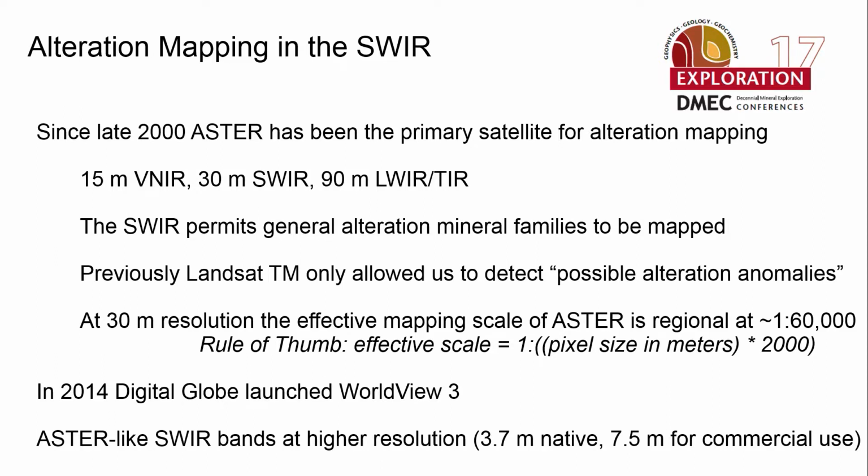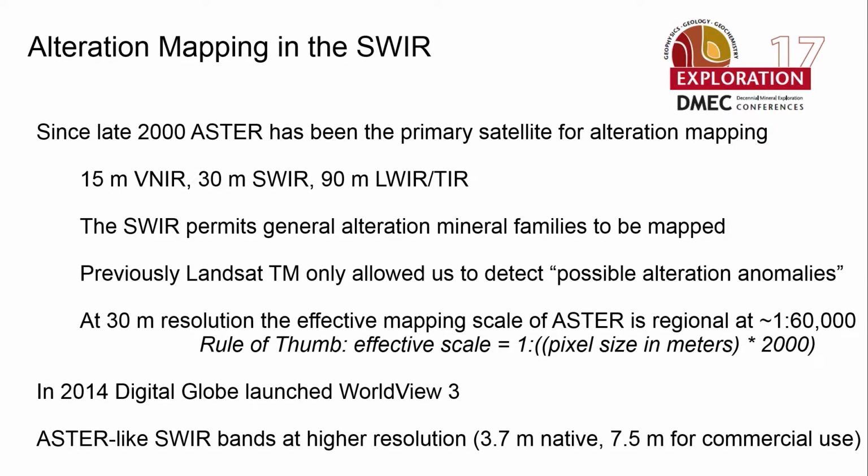A key aspect of this is scale, and scale is critical for identifying ore deposits. At 30-meter resolution in the shortwave infrared, ASTER is giving you about 1 to 60,000 scale. There's a little rule of thumb that's nice to put in the back of your head: scale is equal to 1 to the pixel size in meters times 2,000. I don't know if John Gingrich is here, but he gave me a good bit of advice a number of years ago, that discoveries are typically made when you're mapping at 1 to 5,000 scale or more detailed. So that's a good number to keep in your head.